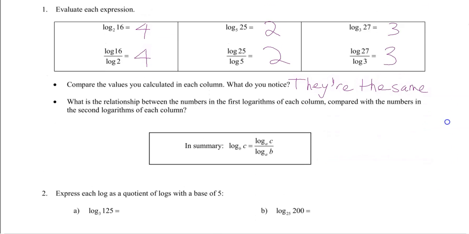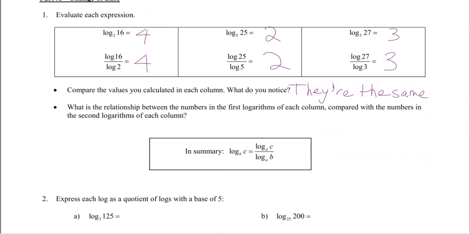And instead of writing that out, we'll just say that here. So the log base b of c is equal to the log base a of c over the log base a of b. So in all of these, we were changing it to a base 10 log.